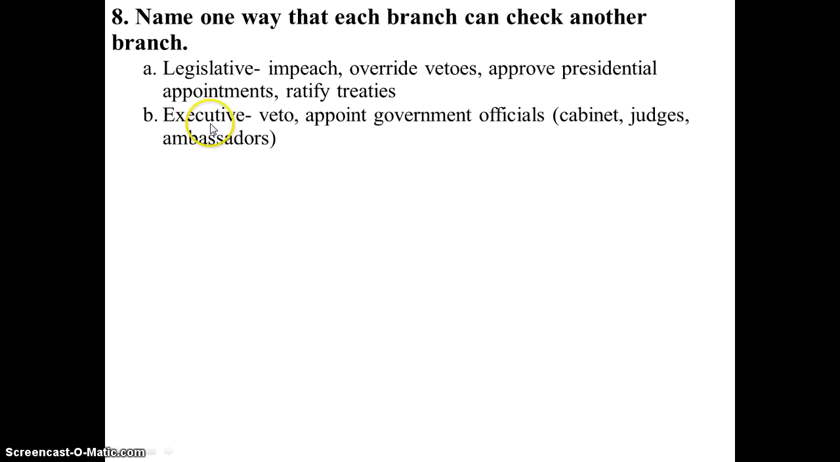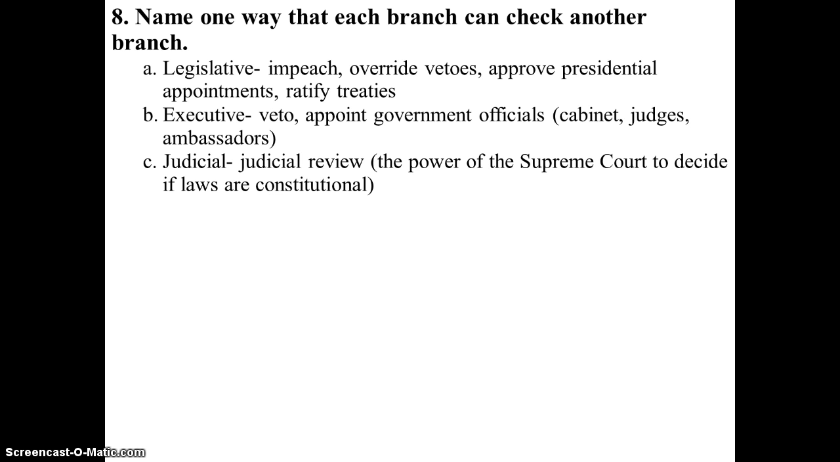It's the Congress. And who's the executive? It's the president. So they veto. They're like, I don't like this law, I'm going to veto it. Those guys override it. They can appoint government officials, like I was talking about, cabinet, judges, ambassadors, and they can do a few other things, like they make treaties, or they can pardon people. But for right now, I'm good with this.